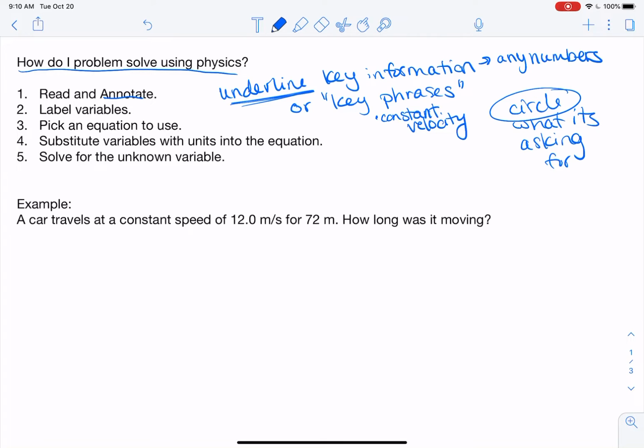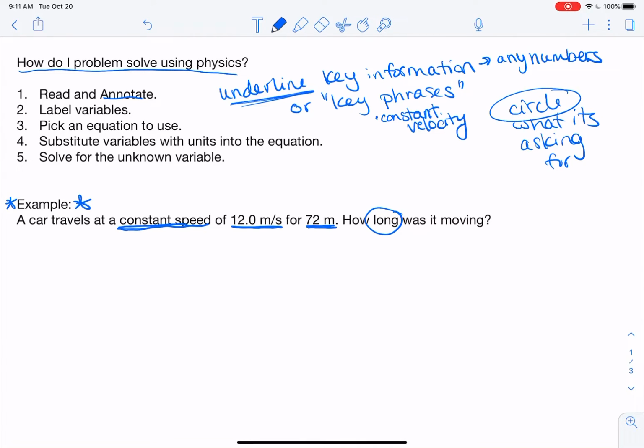So I'm going to go ahead and use this example here. This is a very, very straightforward example. Like, you probably don't even need to use this method to solve it. However, as we advance, we're going to get to problems that have 4 or 5 variables in them, and it's going to get confusing. So I'm just starting with the most basic example to help us with this. So it says a car travels at constant speed of 12 meters per second for 72 meters. How long was it moving? So I'm definitely underlining the numbers and the units. How long, that's what we're looking for. We're looking for a time. And then also this constant speed may or may not become important to us as we try and solve for this. So that's how I would annotate.